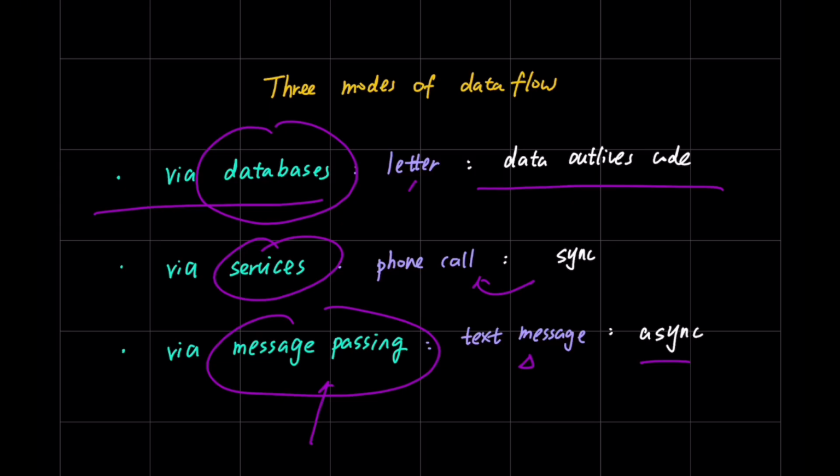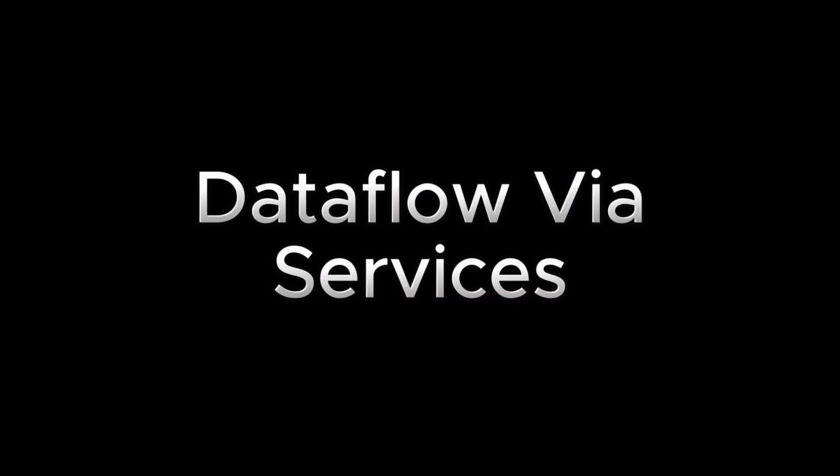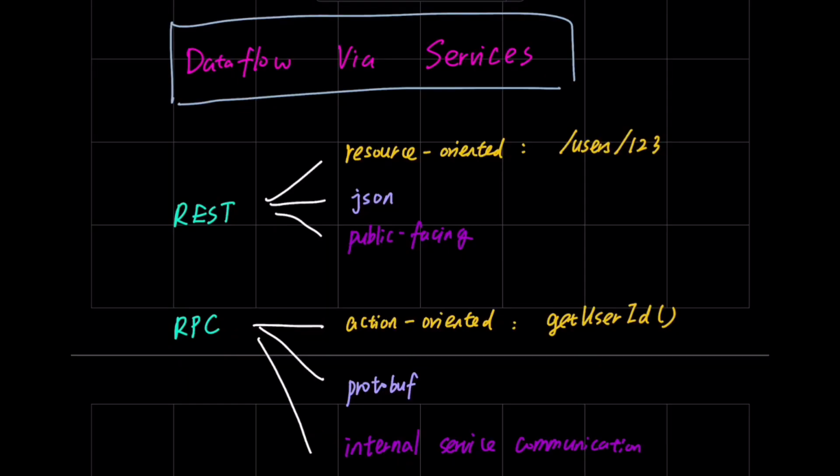And next, we also have the letter. When you write a letter, it's usually very formal. You expect this letter to be stored somewhere for a very long time. So this is similar to communication and data flow via databases. So data flow via databases is relatively straightforward. Now let's focus on data flow via services.